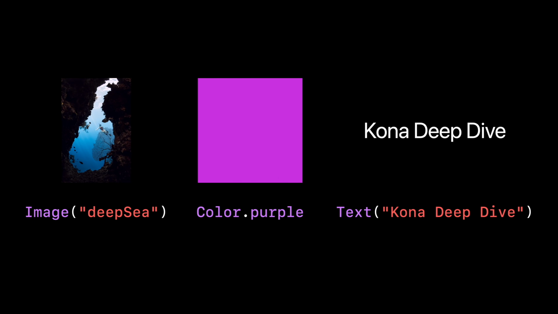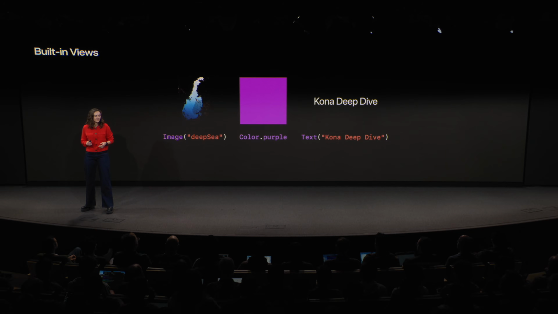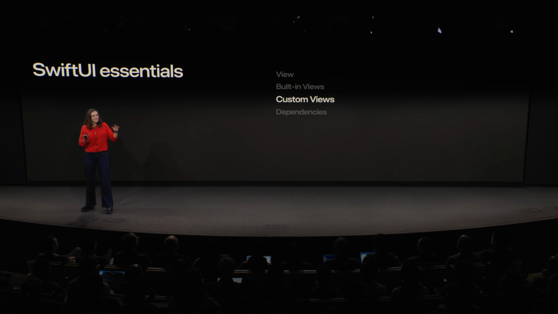For each view, image, color, and text, the view's name is a description of what I want. Combined with the values of Deep Sea, Purple, and Kona Deep Dive, they result in pixels on the screen. Built-in views are a great starting point because they're not just useful as is, they're also customizable. Customizing views lets you express the unique personality of your app while leveraging the benefits of SwiftUI's built-in views. There are several ways to customize views in SwiftUI.